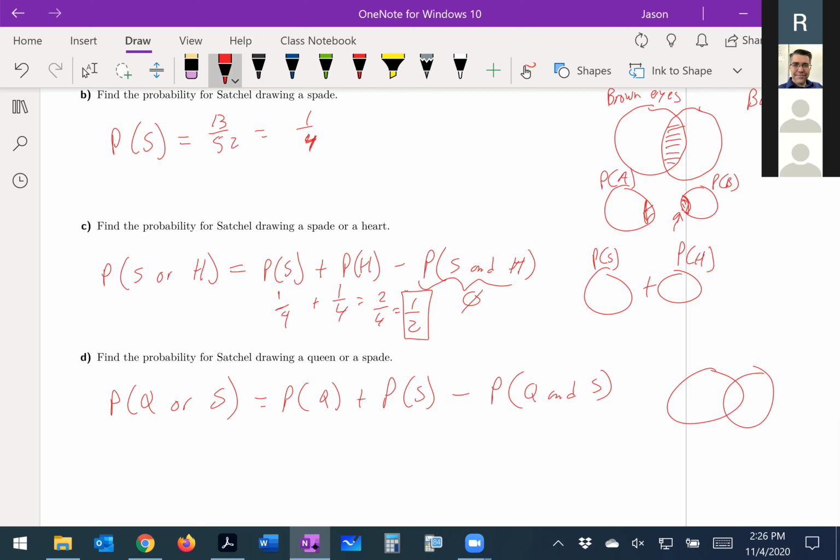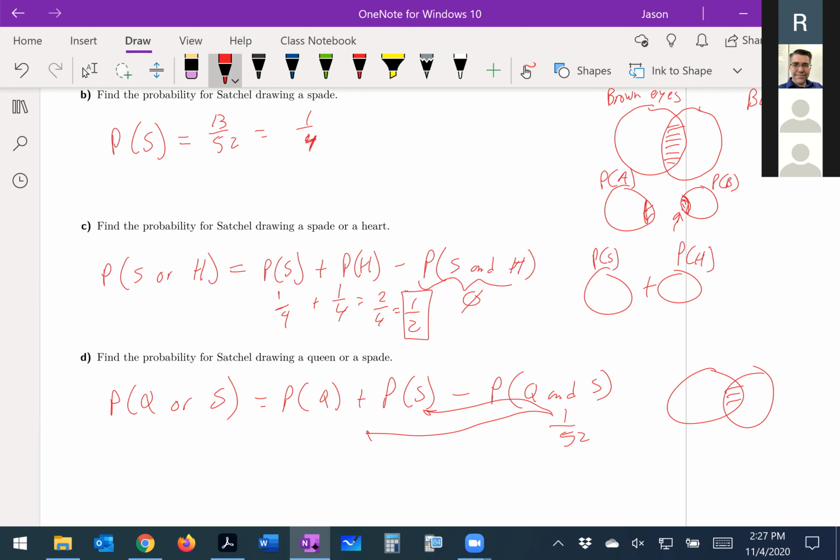Is it possible to get the queen of spades? Yes. How many cards are the queen of spades? 1 out of 52. There's a 1 out of 52 chance that I would get the queen of spades. So I want to subtract off that probability because I don't want to count it twice. I don't want to count this one card in the queens and in the spades at the same time.